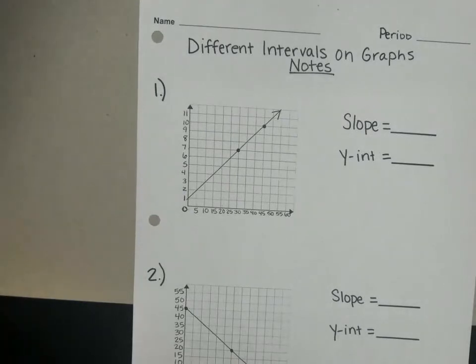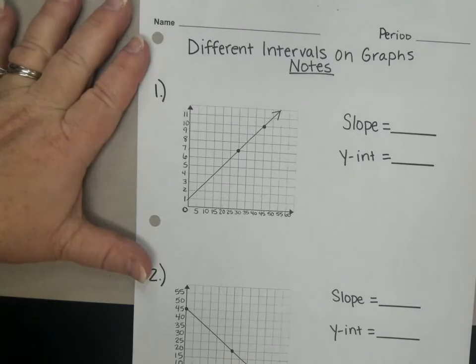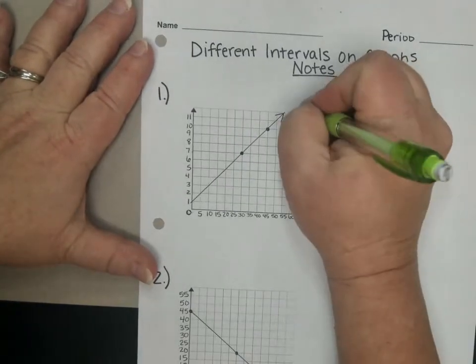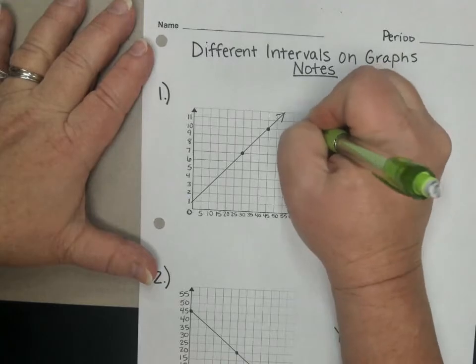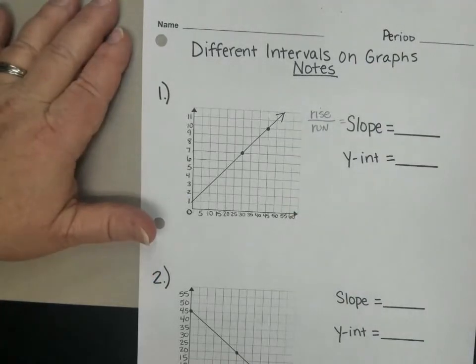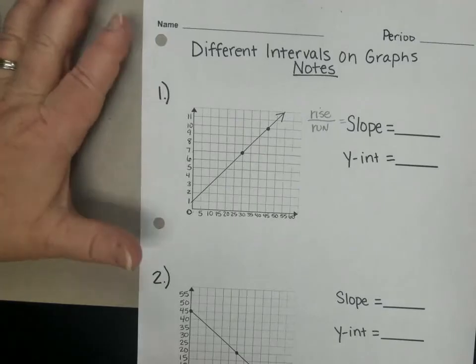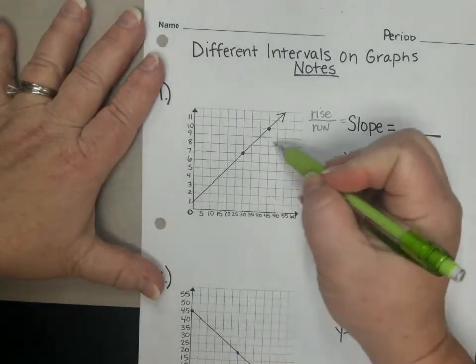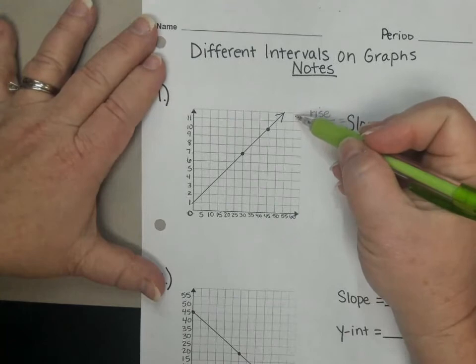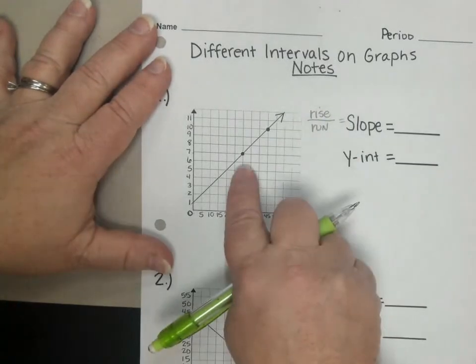So the first thing I said I wanted you to do was what? When you see slope, you are going to write what? Rise over run. So I'm going to write rise over run right here, okay? All right, next thing, I said I wanted you to look at whether the line was positive or negative. I hope all of you realize that when it goes up from left to right, it is positive, okay? So this slope is positive.